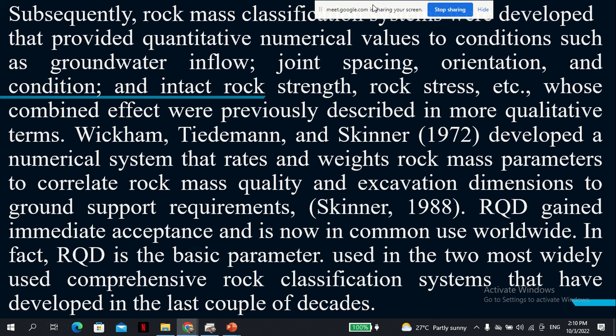These researchers, Wickham, Tiedemann, and Skinner, in 1972 developed numerical systems that rate and weight rock mass parameters to relate rock mass quality and excavation dimension to ground support requirements. RQD gained immediate acceptance and is now in common use worldwide. In fact, RQD is the basic parameter used in the two most widely used comprehensive rock classification systems that have been developed in the last couple of decades.